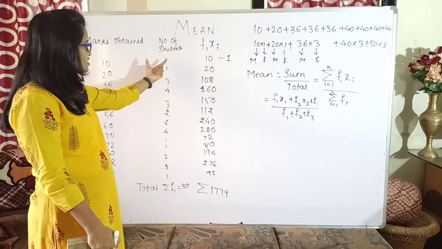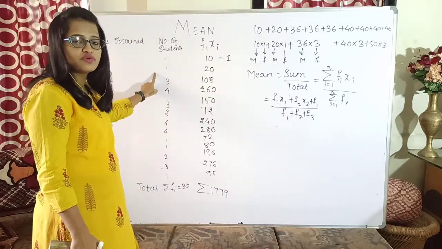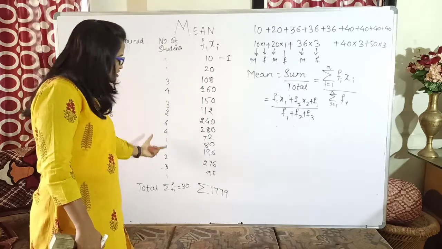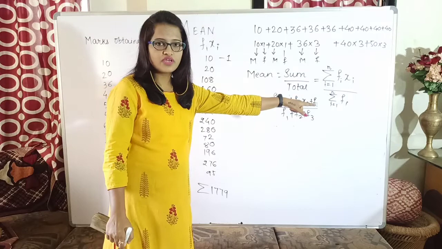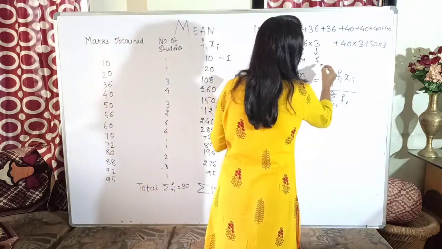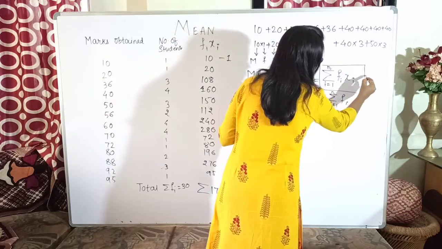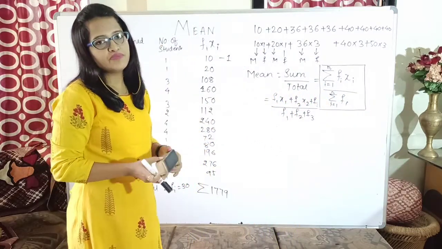Yes, so total means nothing but the number of students. So this is a column of your number of students, which is nothing but your frequency also. So whatever is the summation of the frequency values, that will come in the denominator. Okay, and hence that is the general formula for finding the mean of the observations when the observations are repeated.